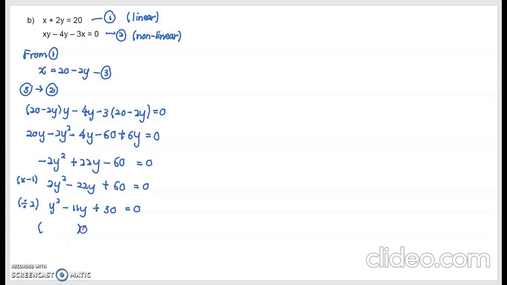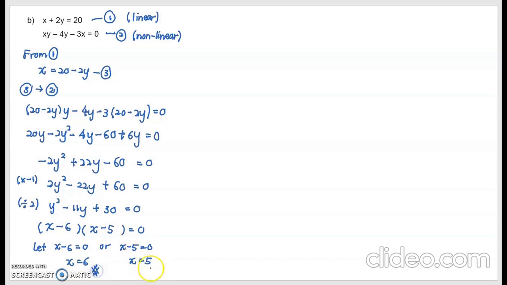Next, you can use your calculator to factorize. So again, equation degree 2, a is 1, b is negative 11, c is 30. So our first root is 6, so here will become y minus 6. Our second root is 5, so here is y minus 5. Next, let y minus 6 equals to 0, y is positive 6. Or y minus 5 equals to 0, y is equals to positive 5.